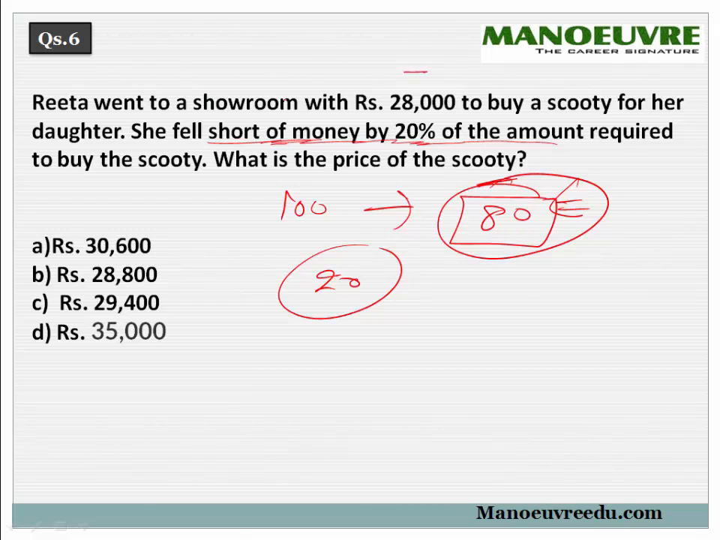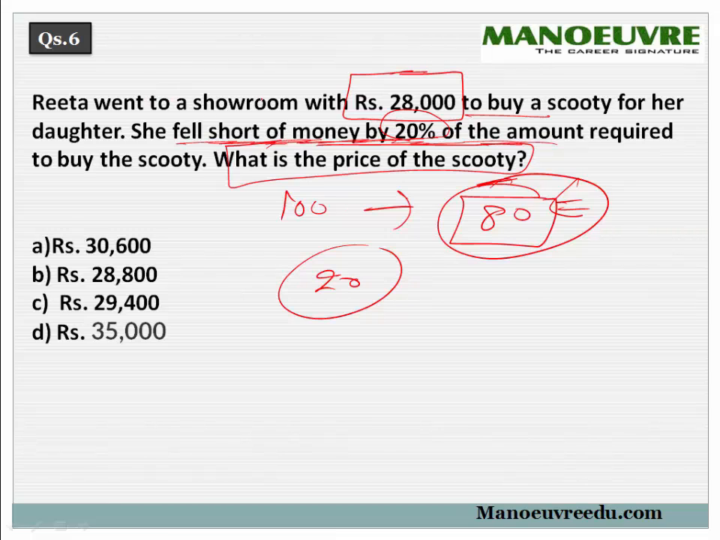Fine, so she went to buy a scooty of 28,000 for her daughter, but she fell short of money by 20% of the amount required to buy the scooty. Okay, what is the price of the scooty?